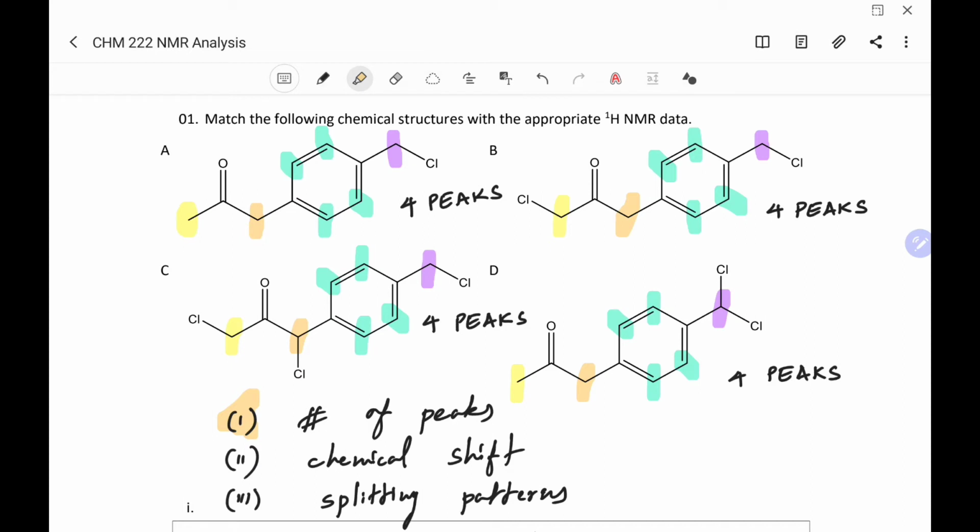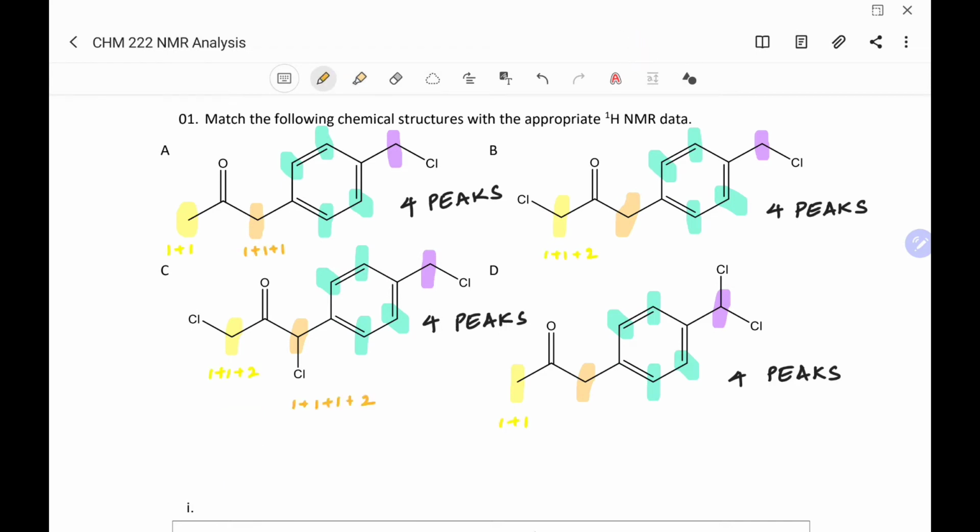So the next thing that we are going to do is figure out the chemical shifts. This should definitely help you in identifying the spectra. So let's figure out the chemical shift for all of these hydrogens, and I'm going to ask you to pause the video and see if you can come up with it by yourself.